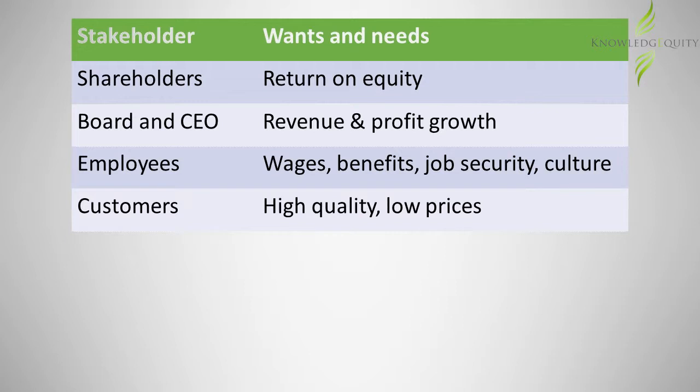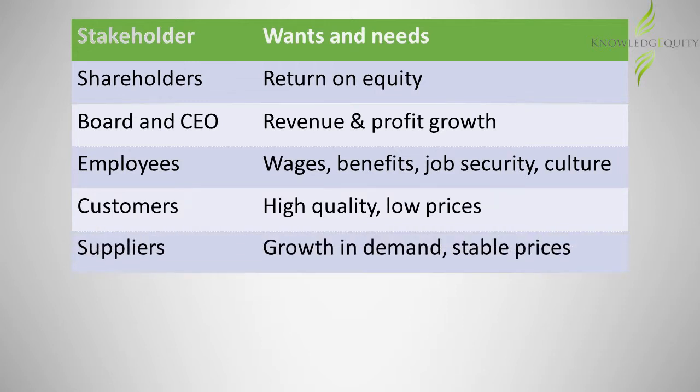Customers obviously want a high quality product and reliable, but at a low price. They would like to see innovation or other improvements that increase the value to them. Suppliers want to see growth in the organisation as well as stability in demand. They would like long-term contracts but with stable margins on their products.